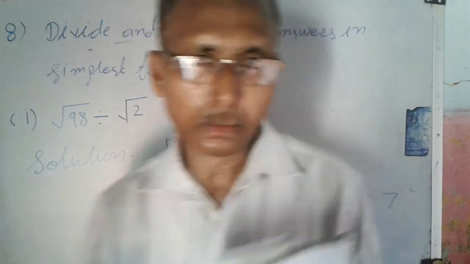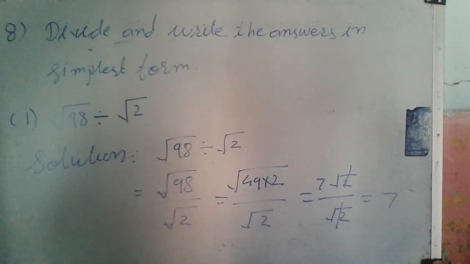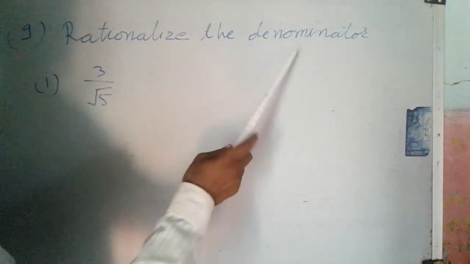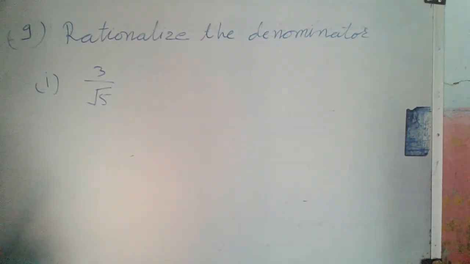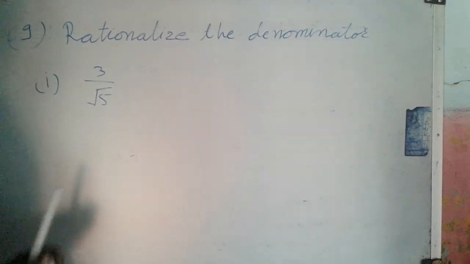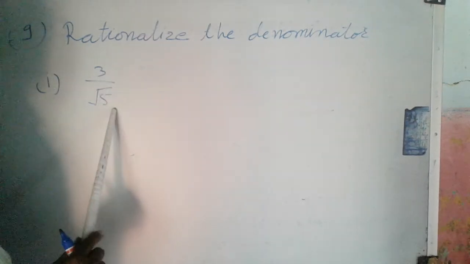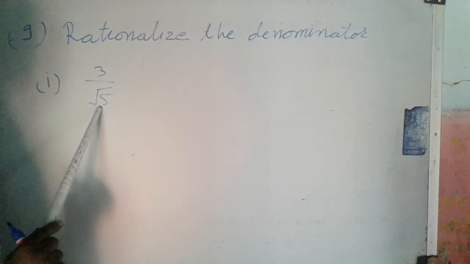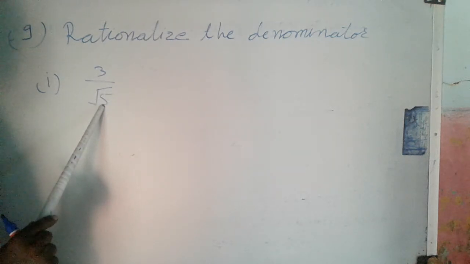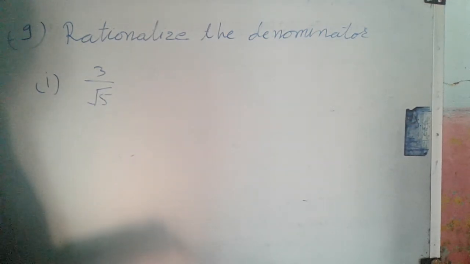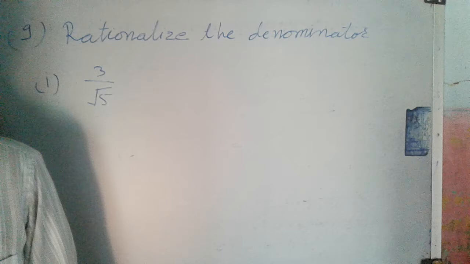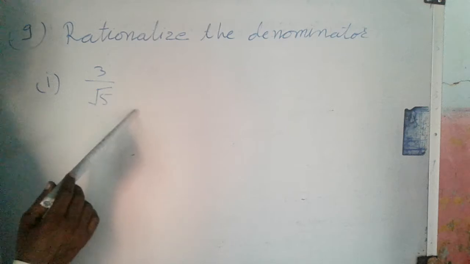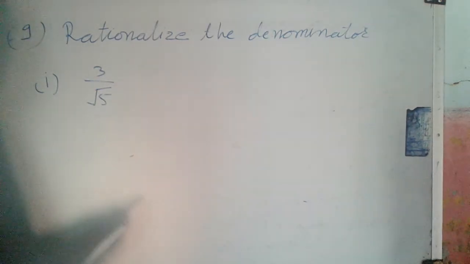Rationalize the denominator. Question number 9. Rationalize the denominator. Example 1, 3 upon root 5. That means to rationalize this denominator, at the denominator there is root 5, that means an irrational number. So we have to find the rationalizing factor. We have to multiply it by the rationalizing factor so that the denominator will be a rational number.